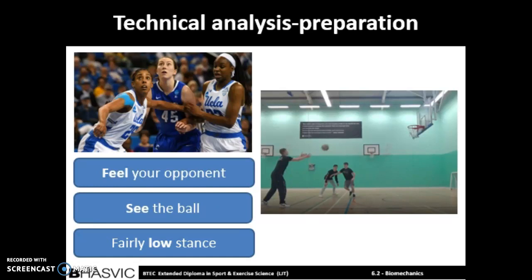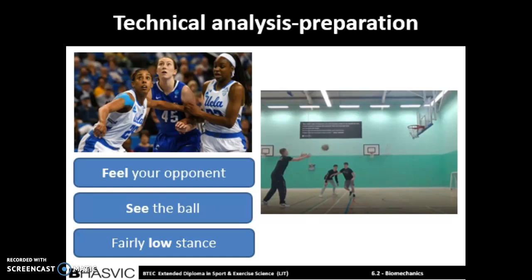The first stage of a box out is the preparation. On the left you can see a perfect example of preparation for a box out. This is because she uses the three main coaching points, which are to feel your opponent, see the ball, and maintain a low stance. Therefore, you can remember this as feel, see, and stay low.